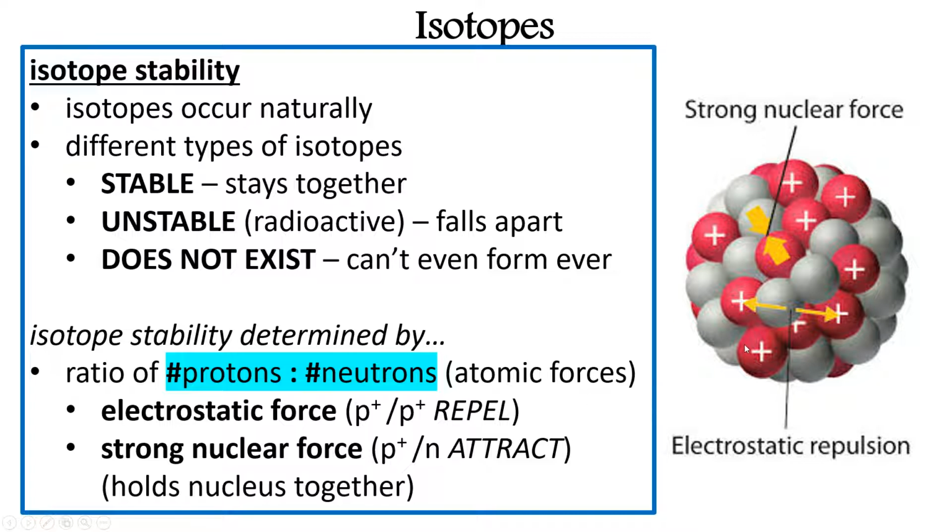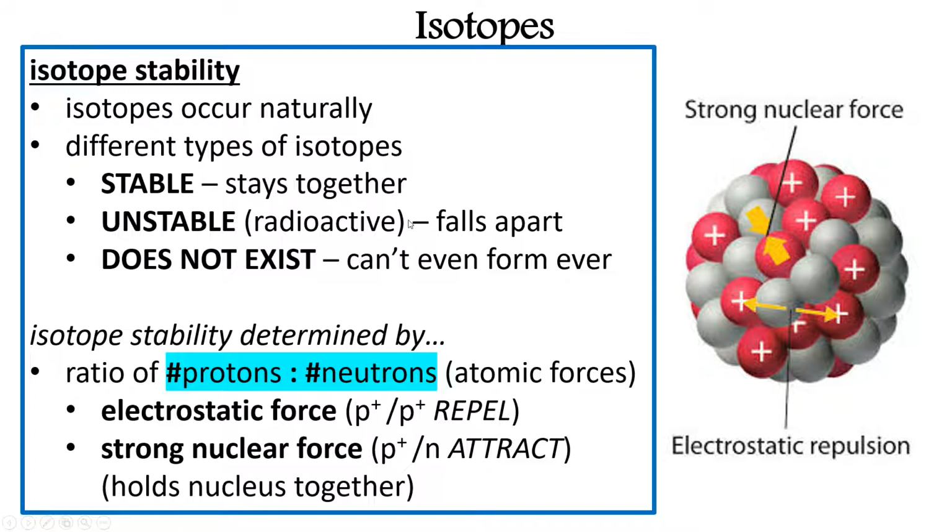Ultimately, the reason why the protons don't all repel each other is because of the strong nuclear force. That is what is holding the nucleus together. But you have to have the perfect ratio of protons to neutrons in order for that to happen. So our stable isotopes up here have that Goldilocks ratio.